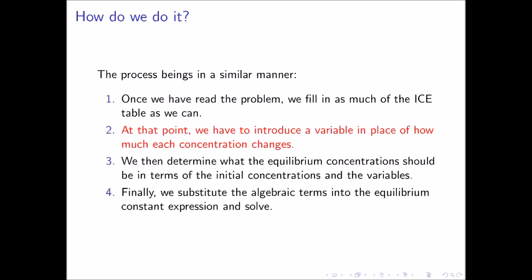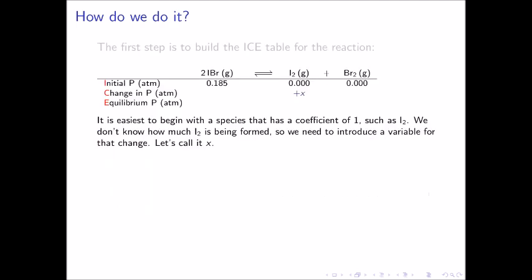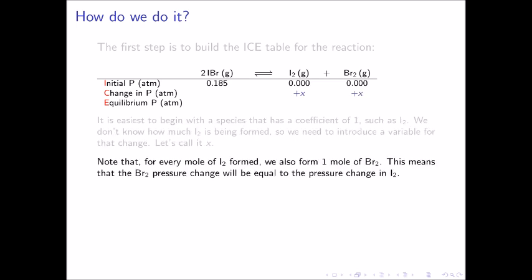At this point, to build our change row, we need to introduce a variable in place of how much each concentration or partial pressure changes. It's easiest to always begin with a species that has a coefficient of 1, such as I2 in this example. We don't know how much I2 is being formed, so we need to introduce a variable for that change. Let's call it x. We know that the I2 must increase, and so we put a value of plus x under the I2 column. We then note that for every mole of I2 formed, we also form 1 mole of Br2. This means that the Br2 pressure change will be equal to the pressure change in I2, or plus x.